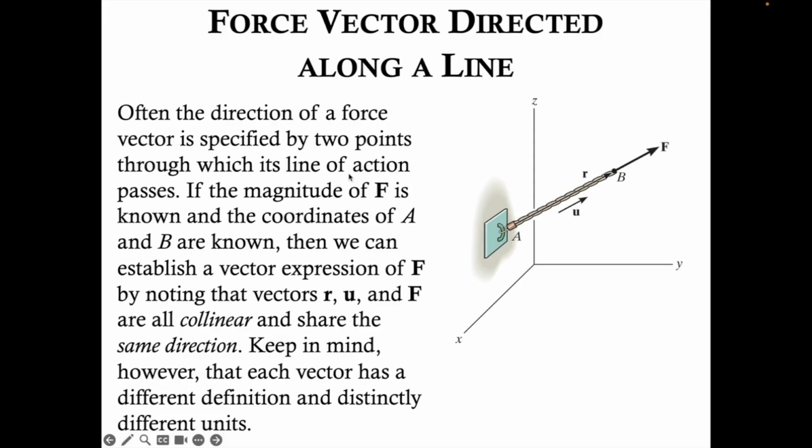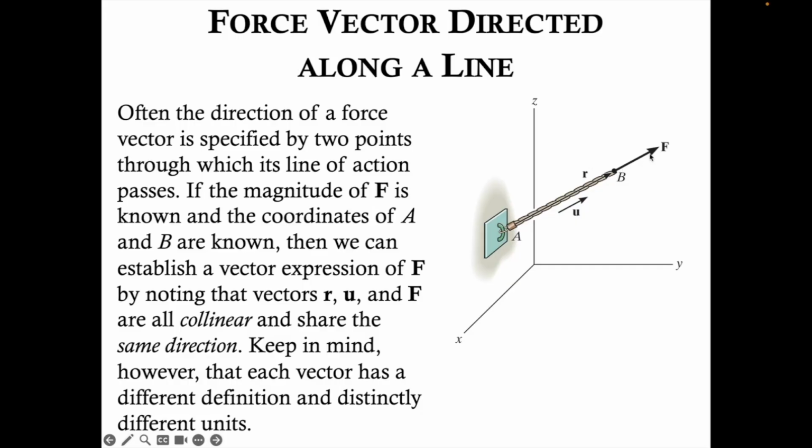If the magnitude of the force vector F is known and the coordinates of A and B are known, then we can establish a vector expression of vector F by noting that vectors R, U, and F are all collinear and share the same direction. So they have the same line of action and the same sense of their direction. So position vector R, we just learned about position vectors. That would be the position vector, fixed vector in space that goes from A to B and has units of length. The unit vector would be the unit vector in that same direction, a dimensionless unit vector, in the same direction as vector R.